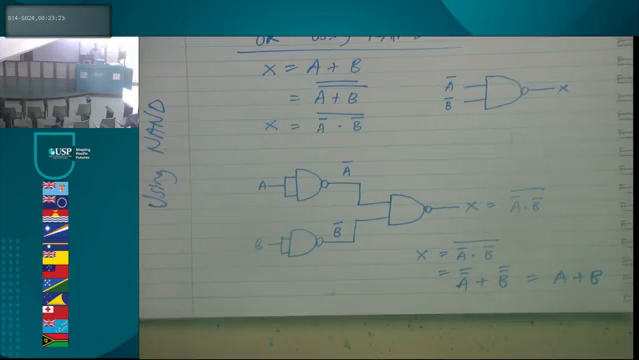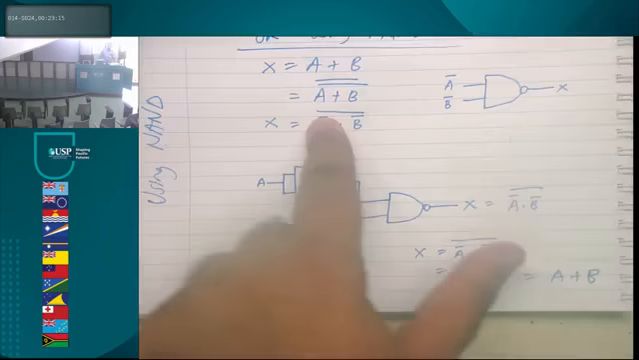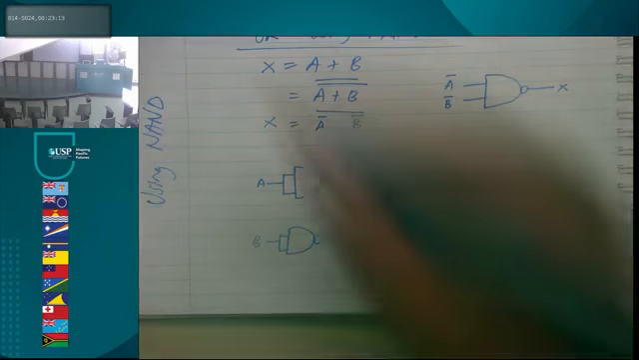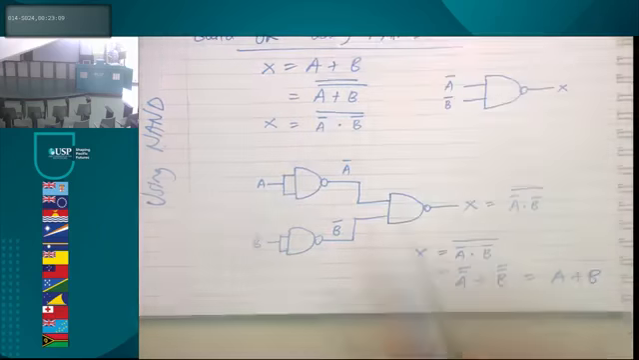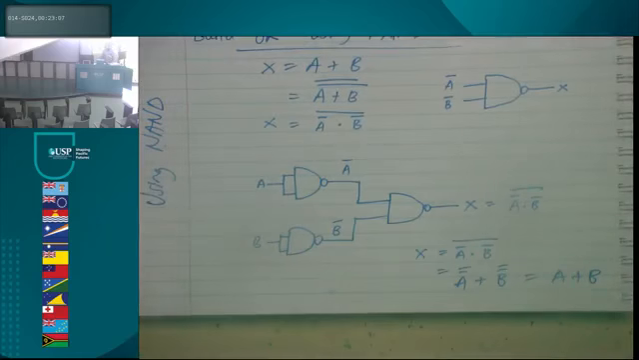All right. Now, what have we built so far, guys? We've built an OR gate using NAND. We've built an OR gate using NOR. All right, fine. OR using NAND and OR using NOR.